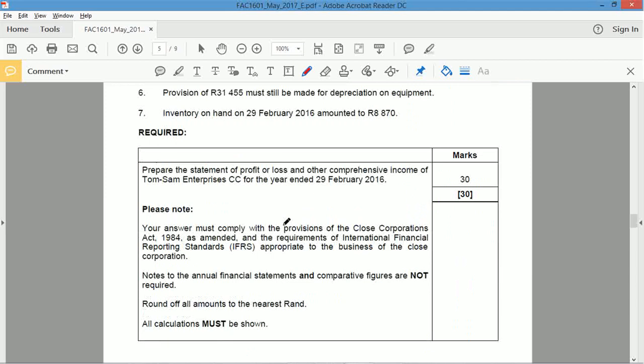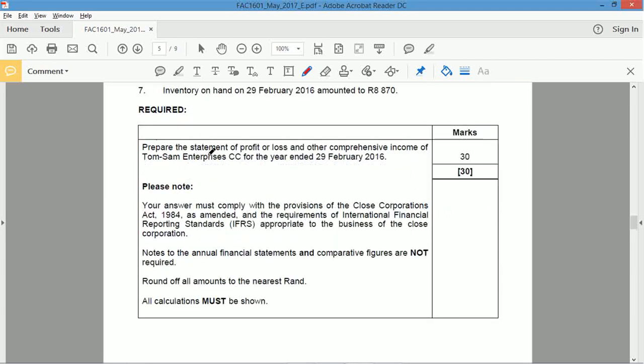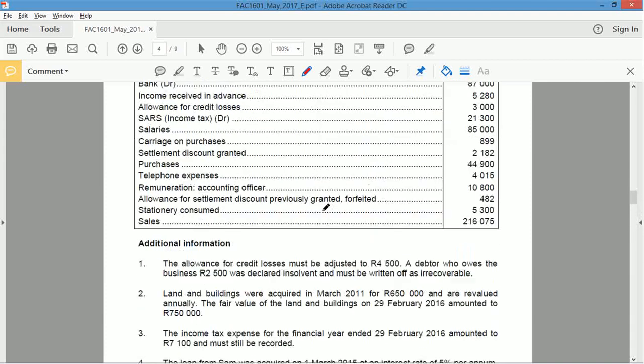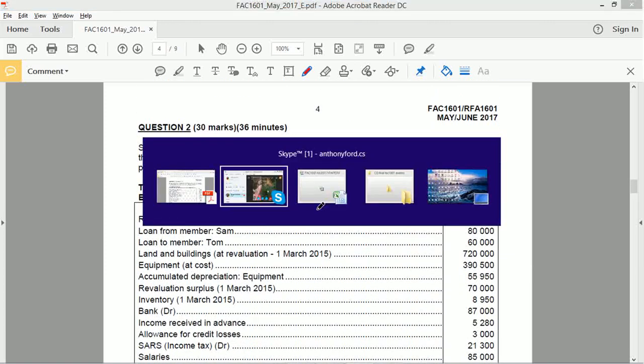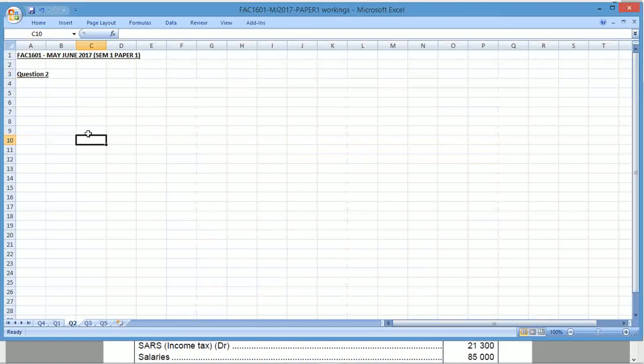What did they ask you for? Here's the required: prepare the statement of profit and loss and other comprehensive income for Tom and Sam. And they're a CC. So what do I do? I go to my answer sheets and I draw that up.